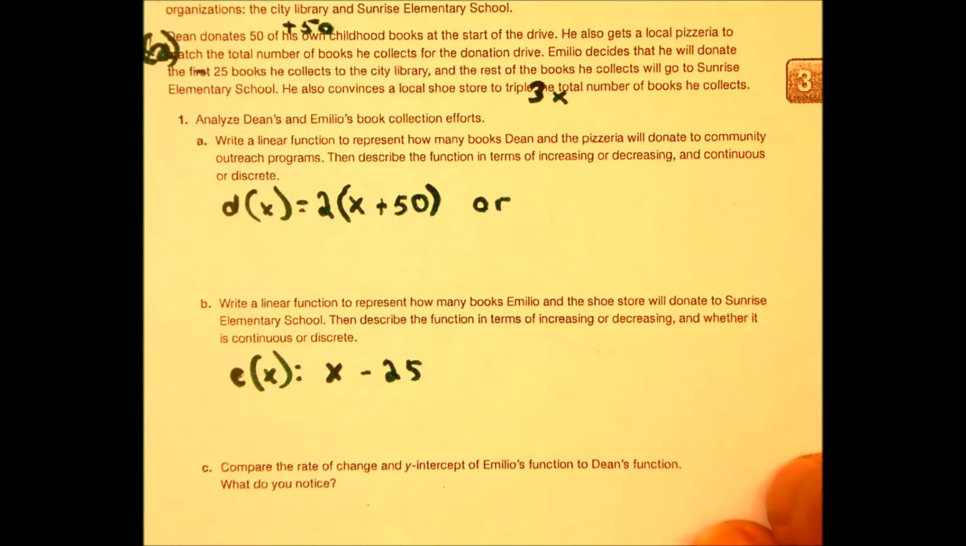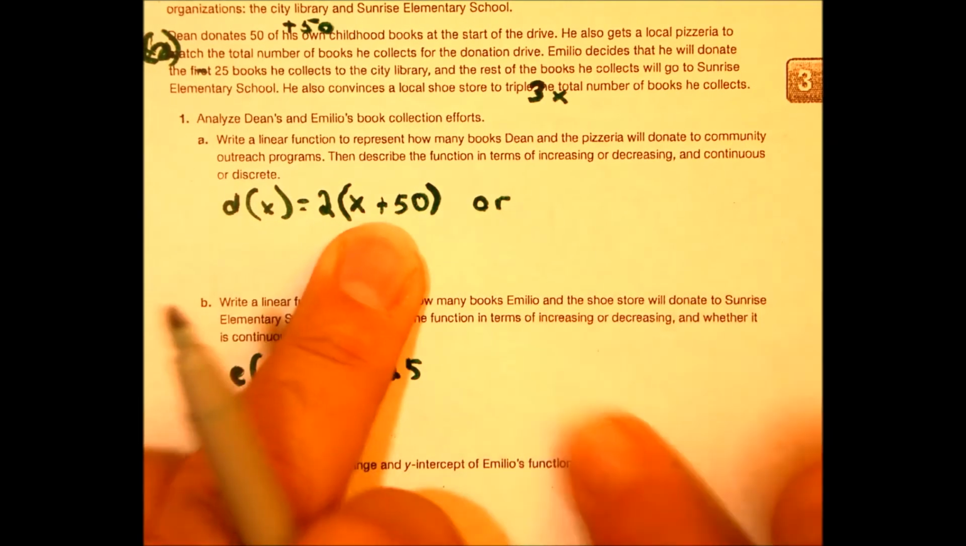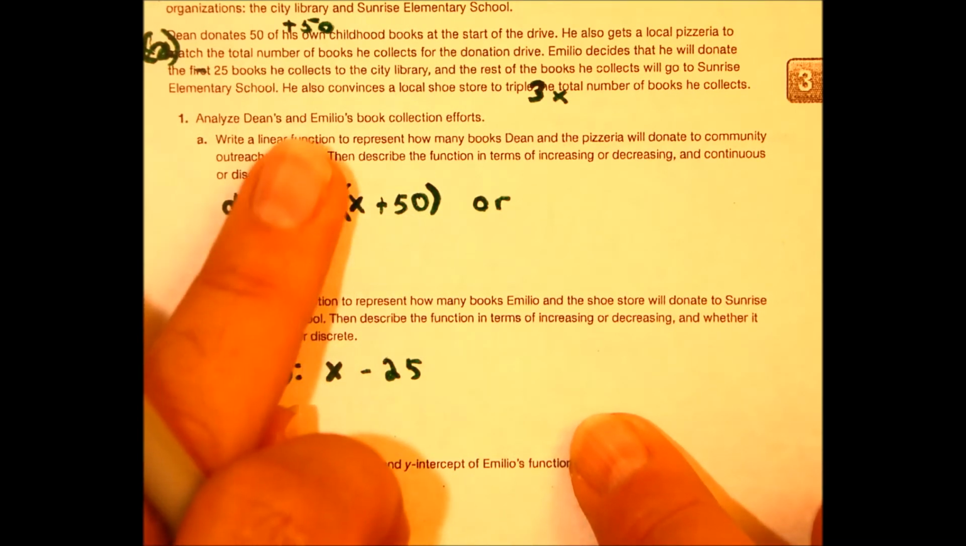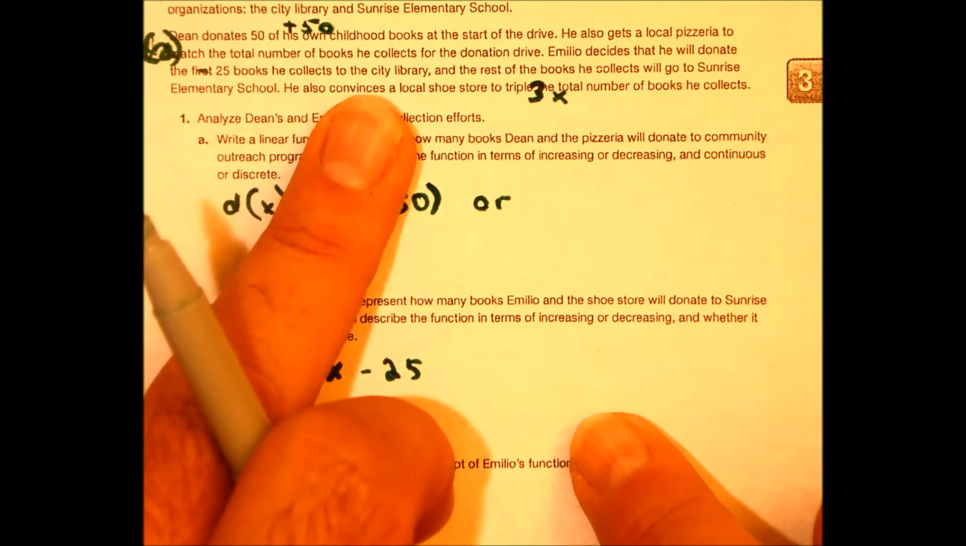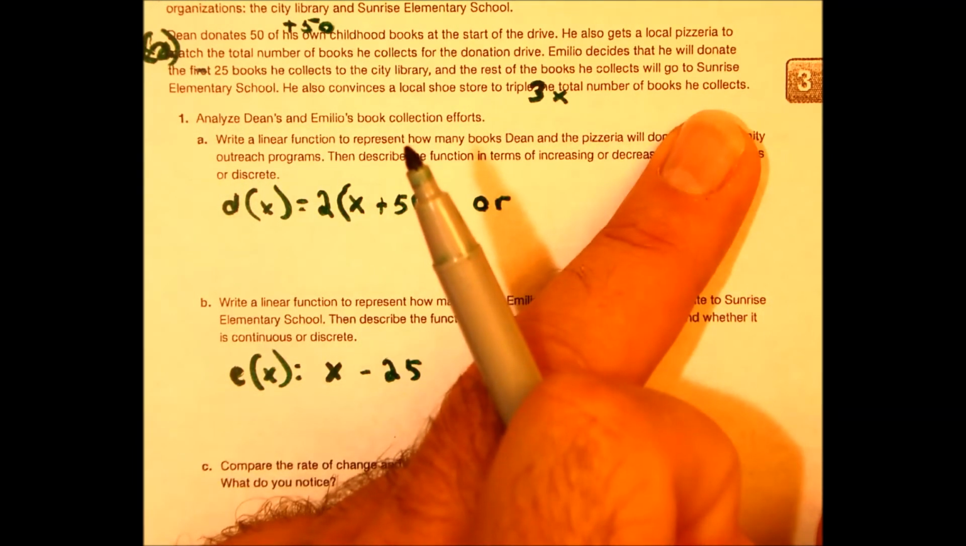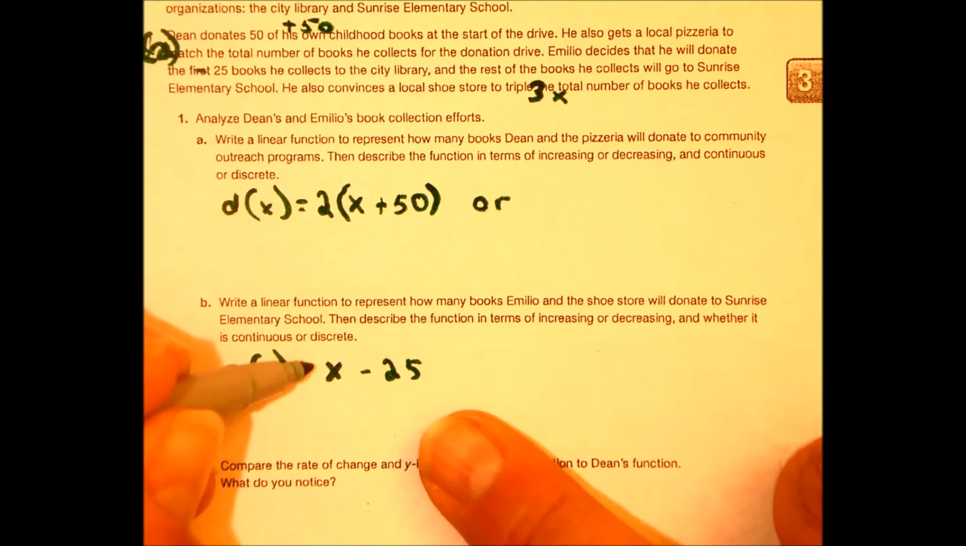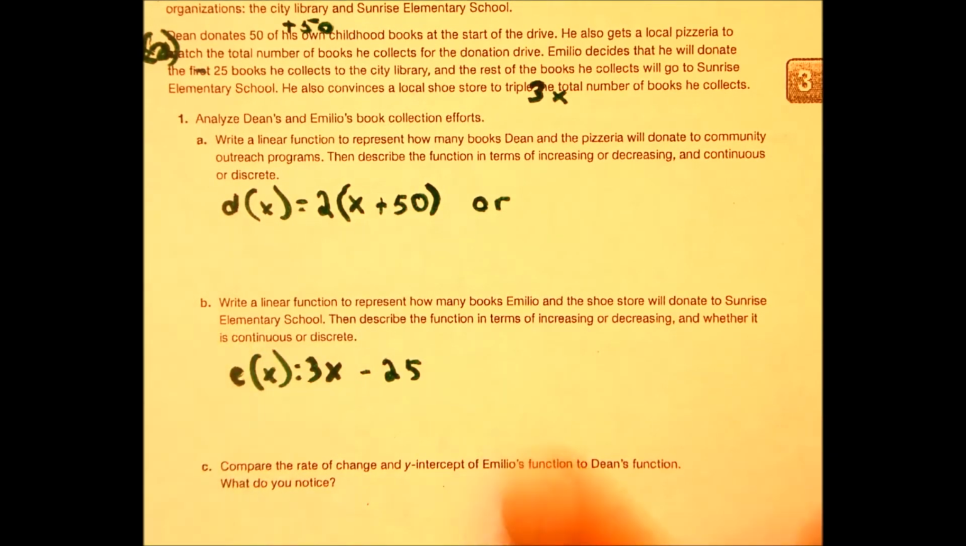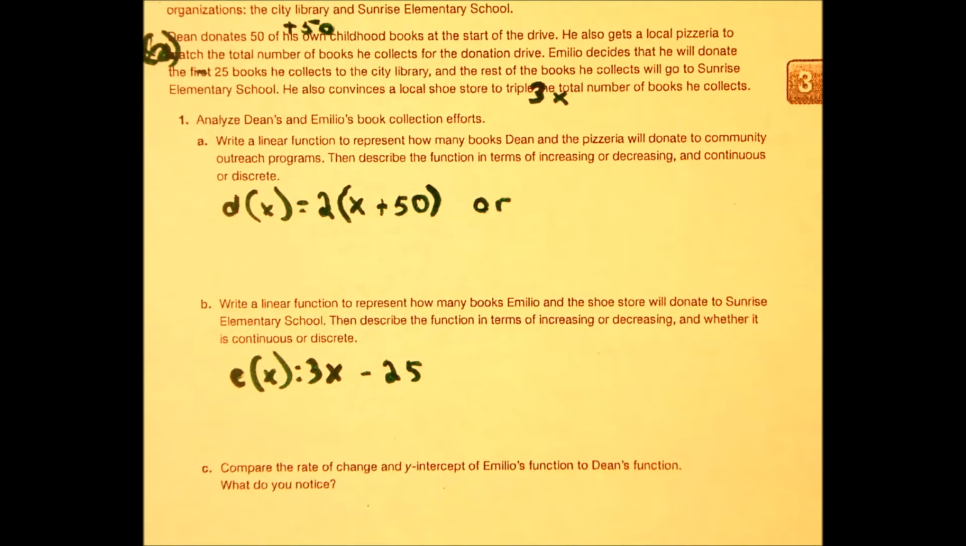His deal isn't that he's going to multiply the amount of books collected by 3, like here. They were taking the total and doubling it. He convinces the local store owner to triple the total number of books he collects. So that means he's tripling before minusing the 25. So whatever books he collects, the store owner is going to triple. And then he's going to subtract the first 25 books of what he sold.